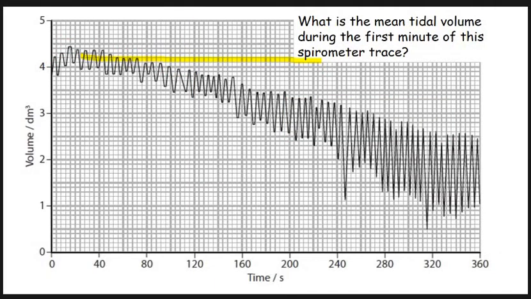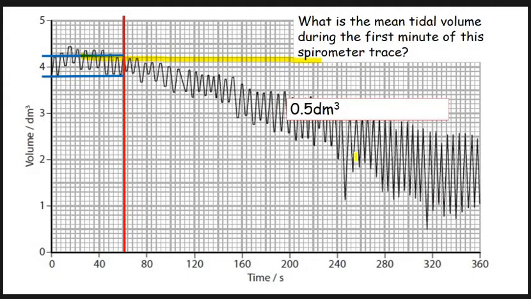Okay. Next one. Again, sorry for that line. What is the mean tidal volume during the first minute of this spirometer trace? So here we go. First minute, 60 seconds. So we're looking at this bit here. Now, you're looking at the mean, so you want to put your 2 lines where you hit most of your peaks, which is what I feel I've done with my 2 lines there. I've hit most of my bottoms and most of my tops, more or less. And you work out the difference. The difference is half a decimetre cubed there. That's the answer to that one. And obviously these graphs are sometimes tricky to read, so they will give you a bit of leeway.